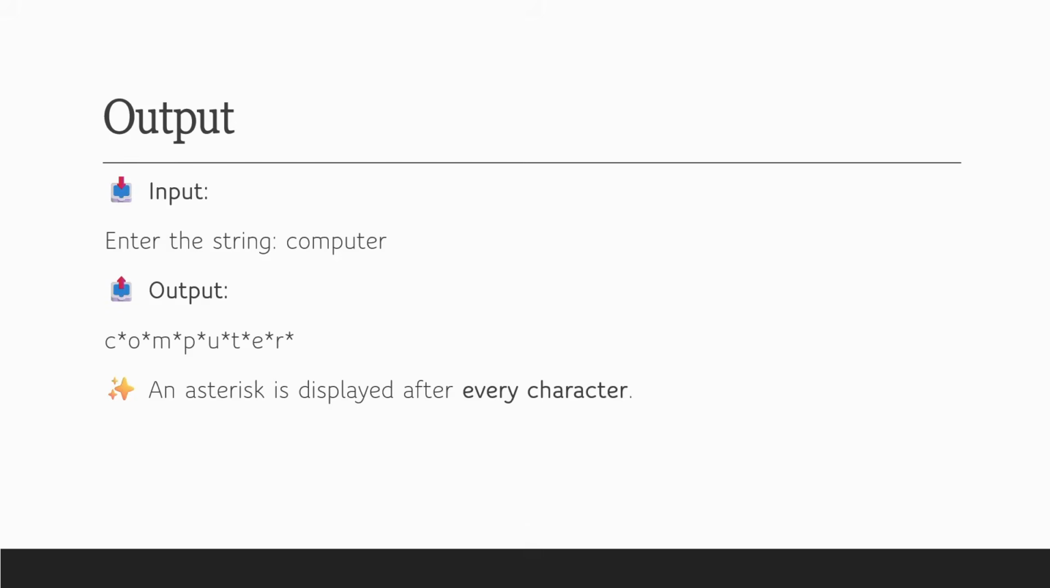Output. When the user enters the word computer, the program starts printing each character one by one. After every character, an asterisk is printed. So the output appears as C star, O star, M star, P star, and so on, until all characters of the string are displayed.